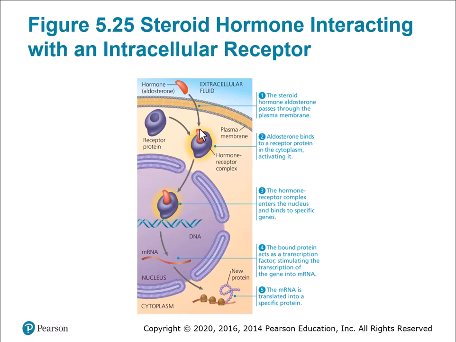And so then the intracellular receptor is activated, comes and binds to DNA, activates a gene, and signals that transcription, the making of the messenger RNA, which is then translated via our ribosomes into a protein. And so this is a signaling pathway using an intracellular receptor.